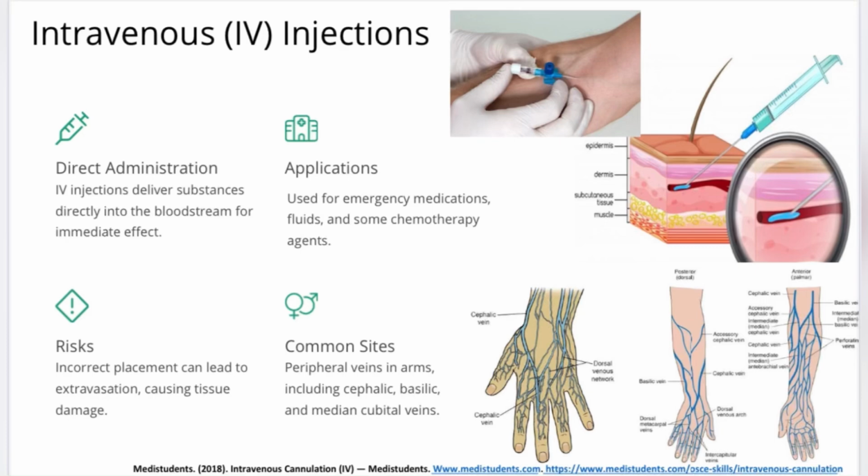Direct administration. IV injection delivers substances directly into the bloodstream for immediate effects. IV injections are used for emergency medication, fluids, and some chemotherapy agents. The risk of IV injections is that incorrect placement can lead to extravasation, causing tissue damage. Common sites of IV injections are peripheral veins in the arm, including cephalic, basilic, and median cubital veins.